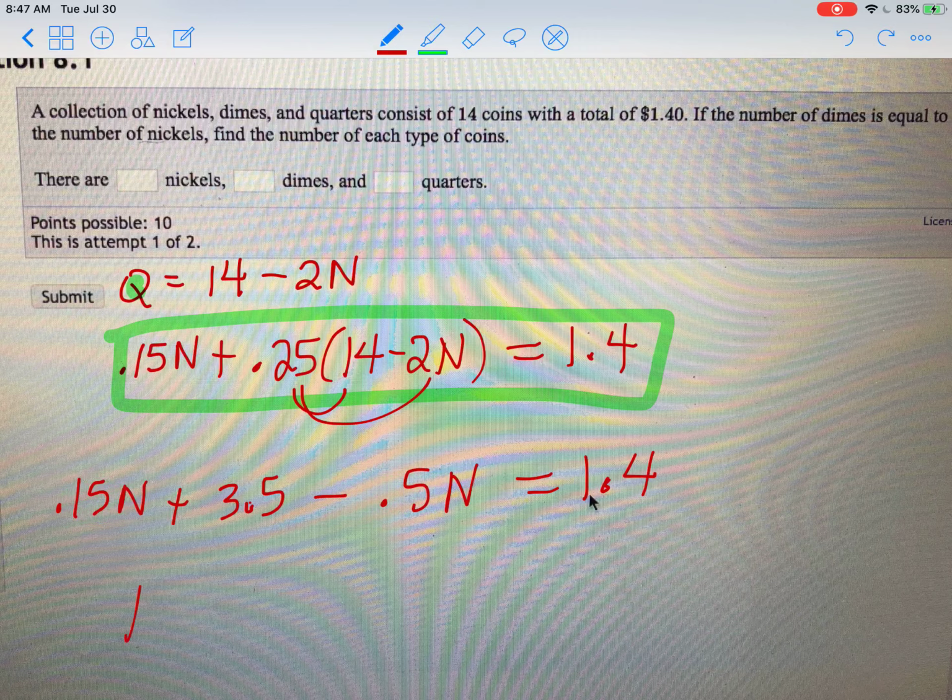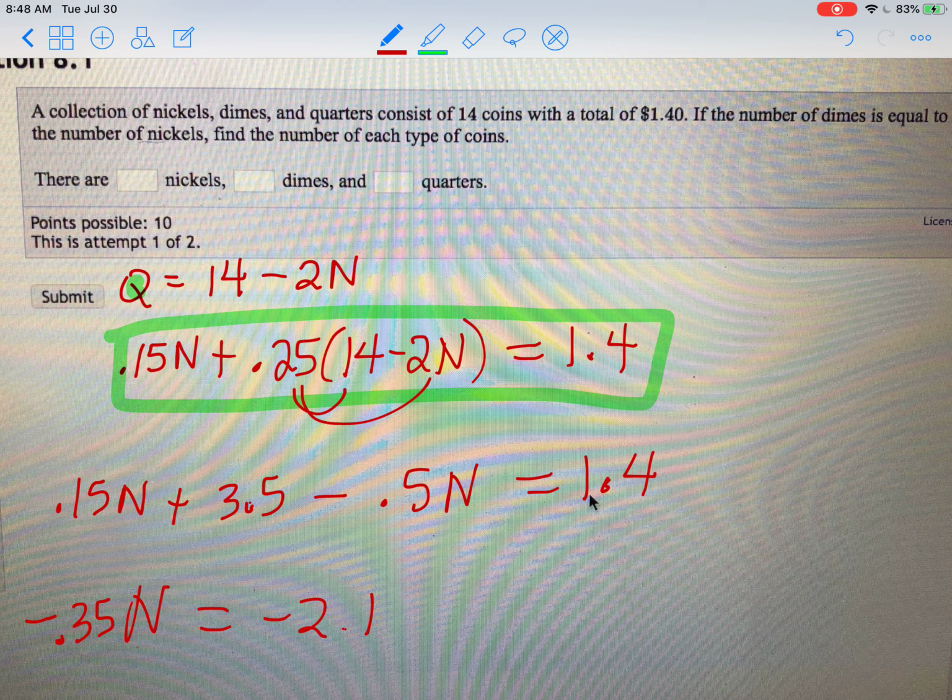That comes from adding those coefficients up. So we end up getting negative 0.35N, and then bringing over that 3.5, you have equals 1.4 minus 3.5. Let me do that on my calculator here. 1.4 minus 3.5 is negative 2.1.